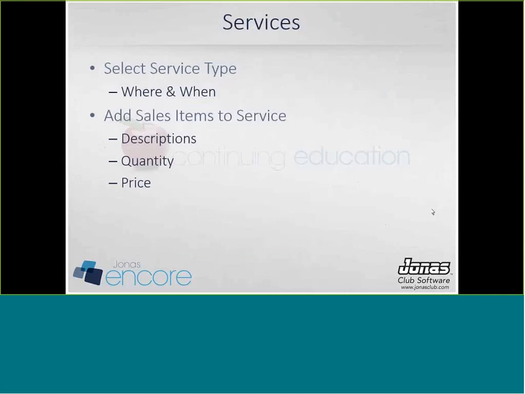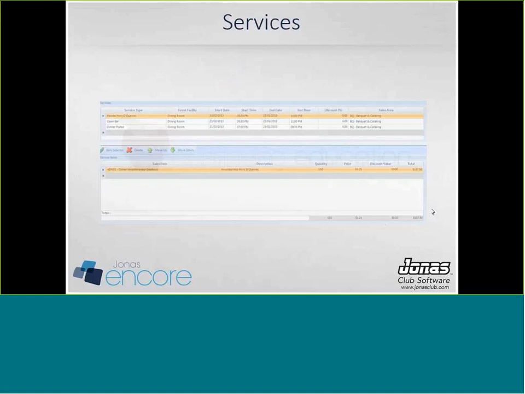So when you're adding services, you want to select a service type, which again acts as a header or a title on your BEO. And along with the service type, you choose where in the clubhouse, so what facility, and when, what time it's happening. This will show on the BEO as well as the start time for that service. Then you'll add sales items to the service, which are your descriptions, the quantity, and the price. You can either add individual sales items or you can add event menus.